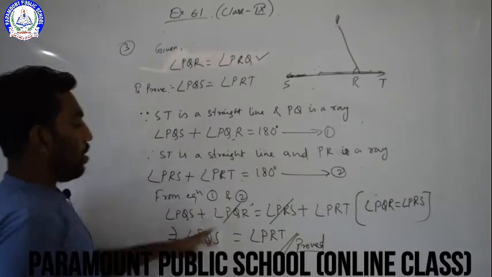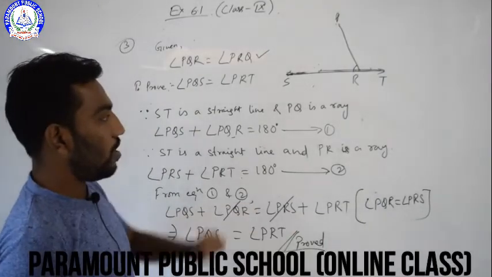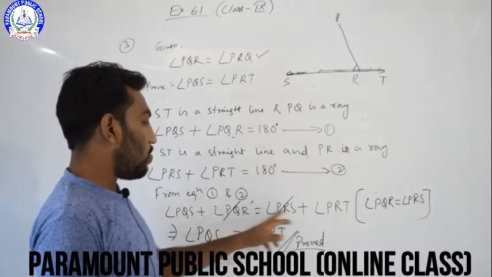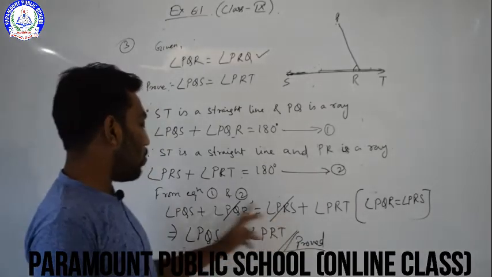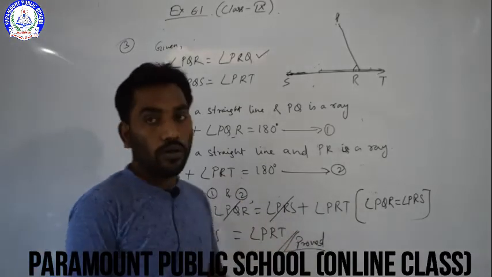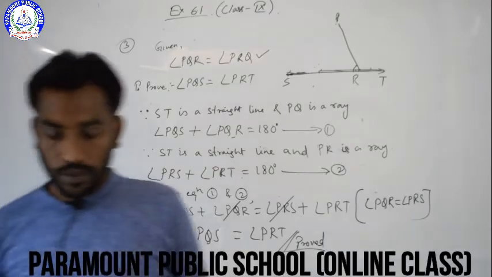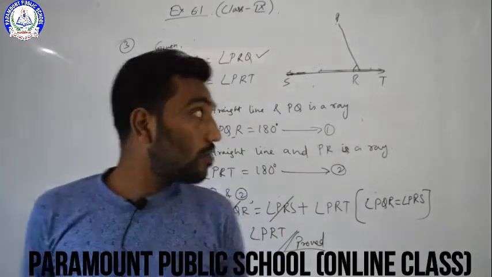Okay, student? PQR is equal to PRS. So these two values are equal, so these two get cancelled out. What is left? PQS is equal to PRT. Okay, student?